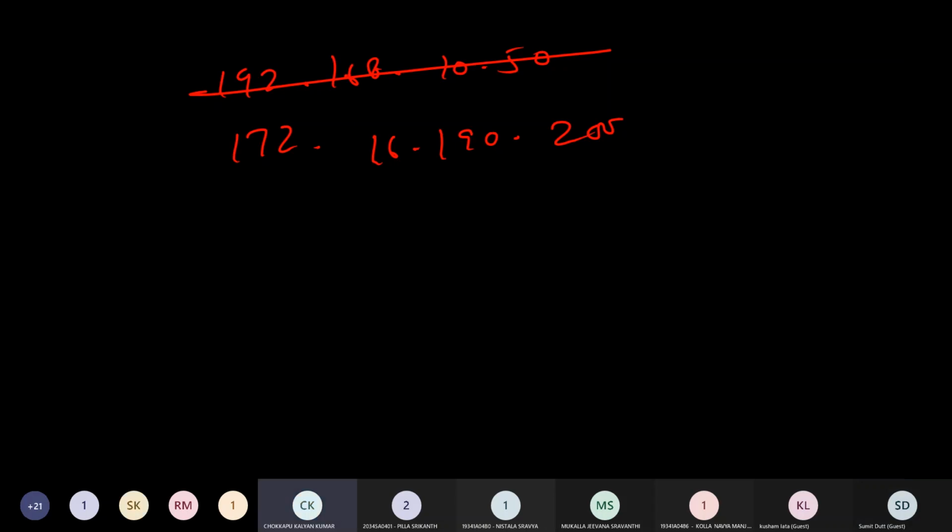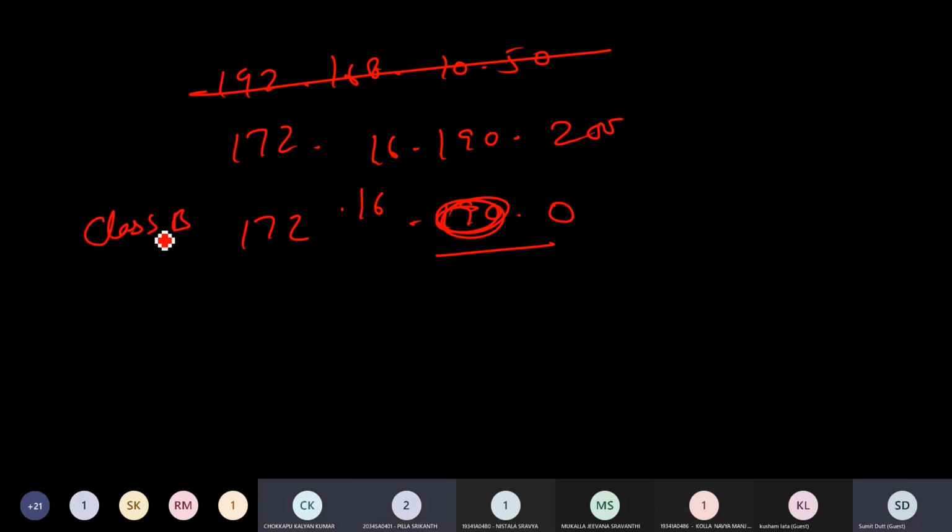Network ID is 172.16.0.0. Okay, why is it 0.0? Because it is class B. That's why it is 0.0, so it becomes my network ID, right? Okay. Now what about the broadcast ID?